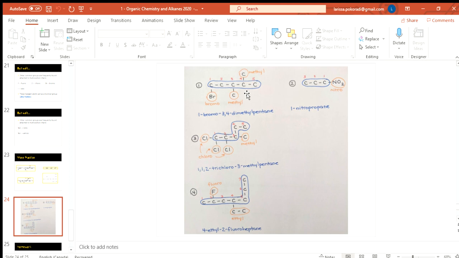And that is our first lesson for organics, and we're going to use all those naming methods and name different organic families in the next lessons.